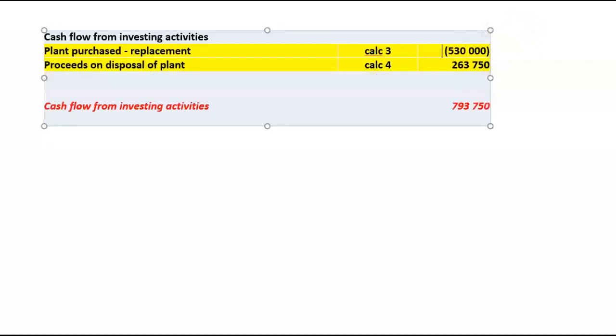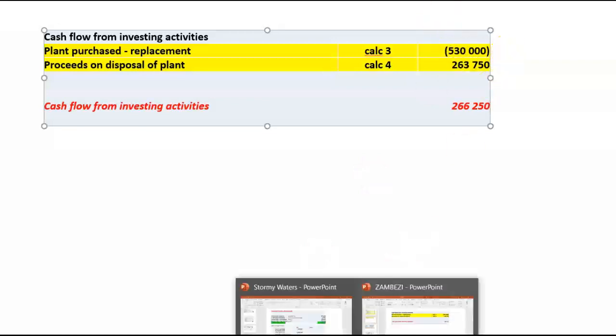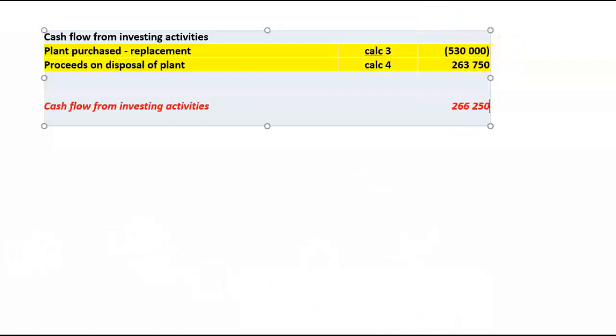But we do know that the proceeds on the disposal of the plant was 263,750, and that we do know. This is also wrong. It's 530,000 plus 263,750, so cash flow from investing activities, 266,250. Now we haven't done the 530,000 yet, so let's have a look at that calculation.